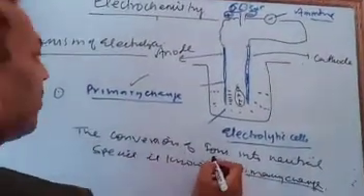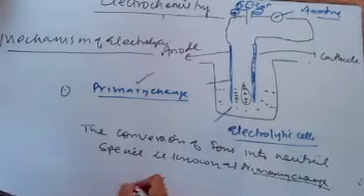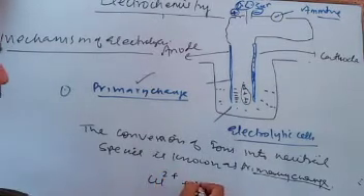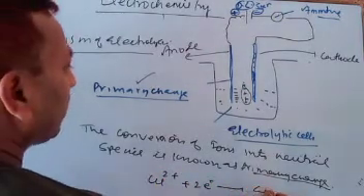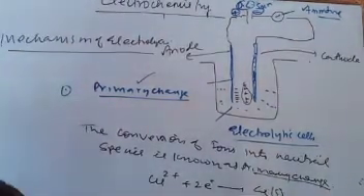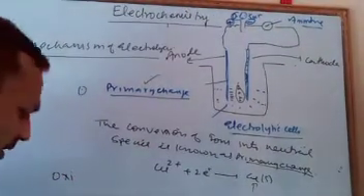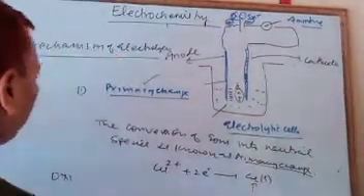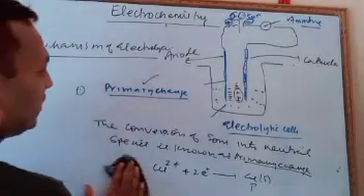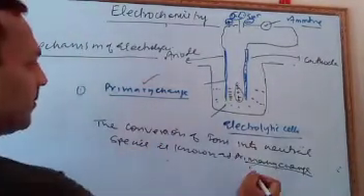It means the conversion of ions into neutral species. Suppose it is a copper cation. If it receives 2 electrons, it deposits like this. The concept is that oxidation occurs at the anode and reduction occurs at the cathode. So this is known as primary change.